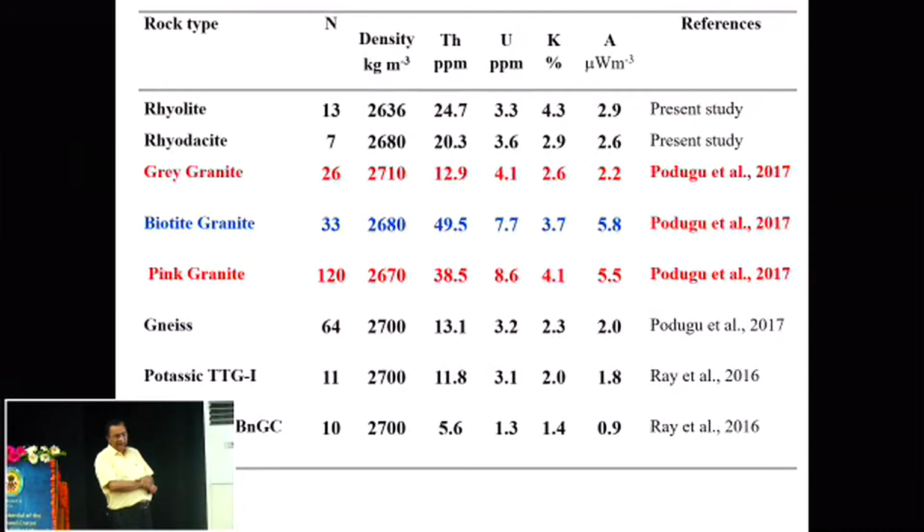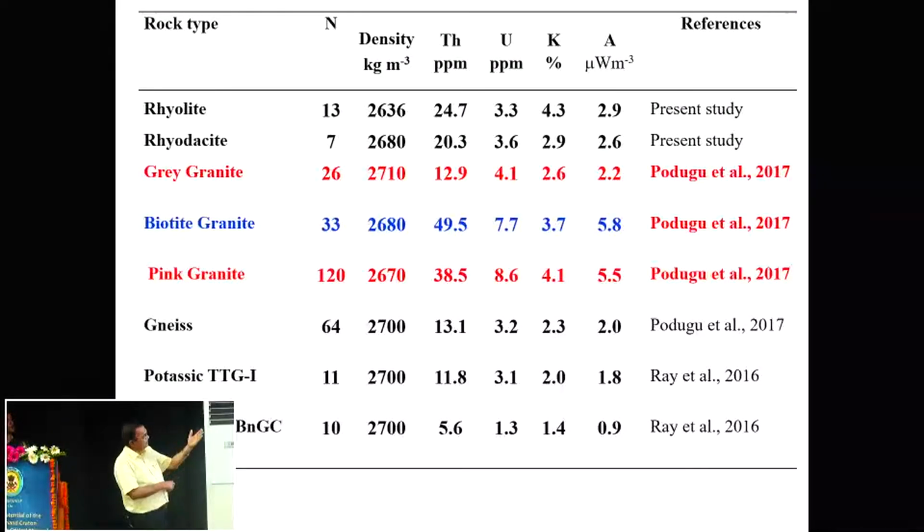So we know these are the major rocks: rhyolite, rhyodacite, grey granite, biotite granite, pink granite, gneiss, potassic granites, sodic granites, and gneissic TTGs, and their values. You can see the density, the thermal TH values, the uranium values, and the potassium values, and you can see what is interesting.